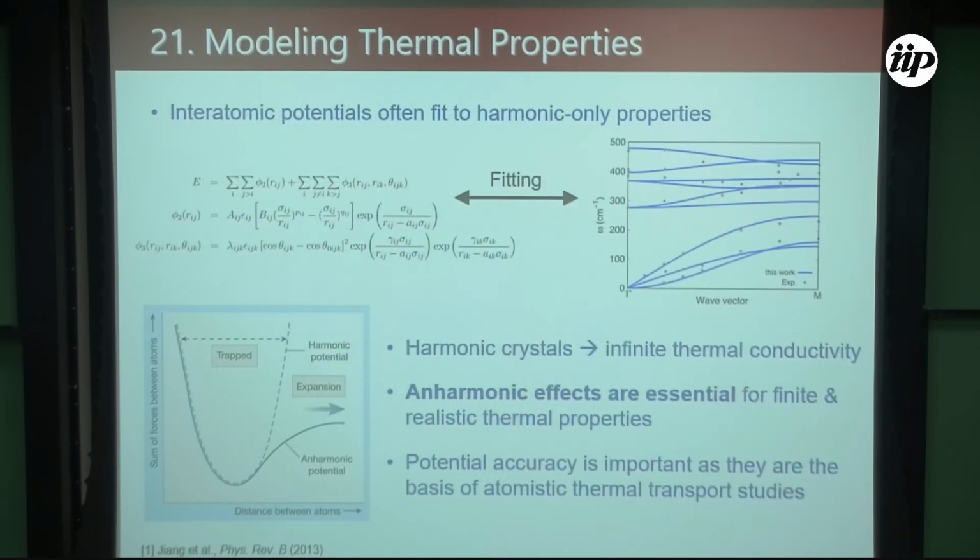Modeling. Okay, my student does molecular dynamics modeling, and he tells me a lot of MD papers that he reads use interatomic potentials that are fit to only harmonic properties, like the phonon dispersion relation. And he says, yeah, if you did that in a harmonic crystal, you would have infinite thermal conductivity, and that's not right. So you really need to include the anharmonic effects correctly to get the realistic thermal properties.